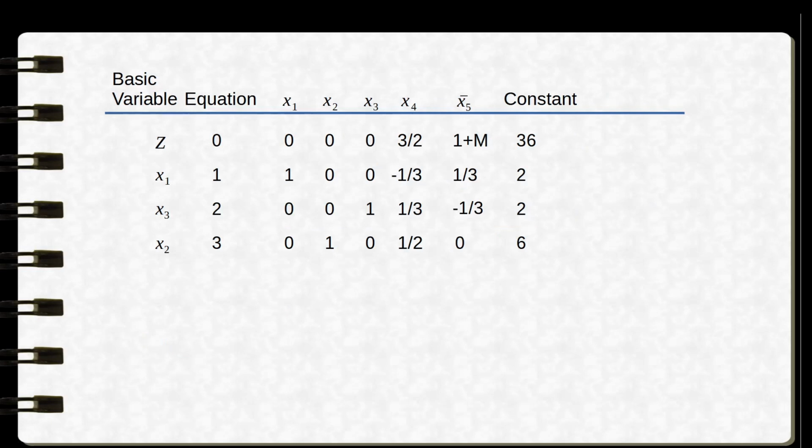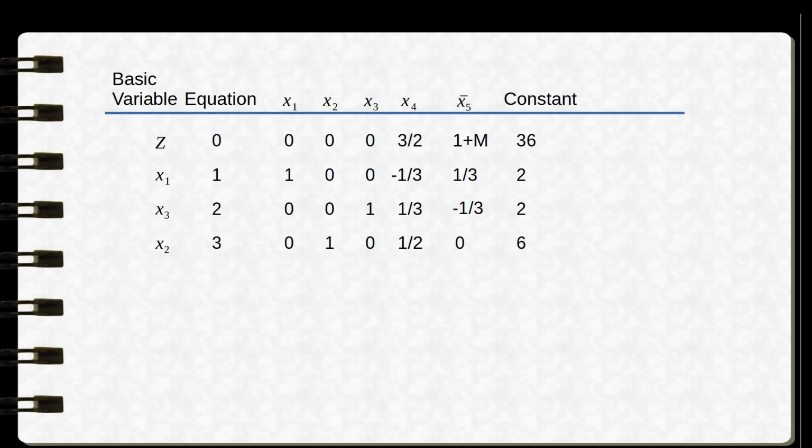Now as we can see, our objective function has reached the maximum. Why? Because the coefficients of x1, x2 and x3 are 0 and the coefficients of x4 and x5 are positive. If we move in the directions of x4 or x5 bar, we will decrease the objective function. So 36 now is the maximum value of the objective function. This transforms to 36,000 rupees. And the solution of course is x1 equal to 2, x3 equal to 2 and x2 equal to 6.